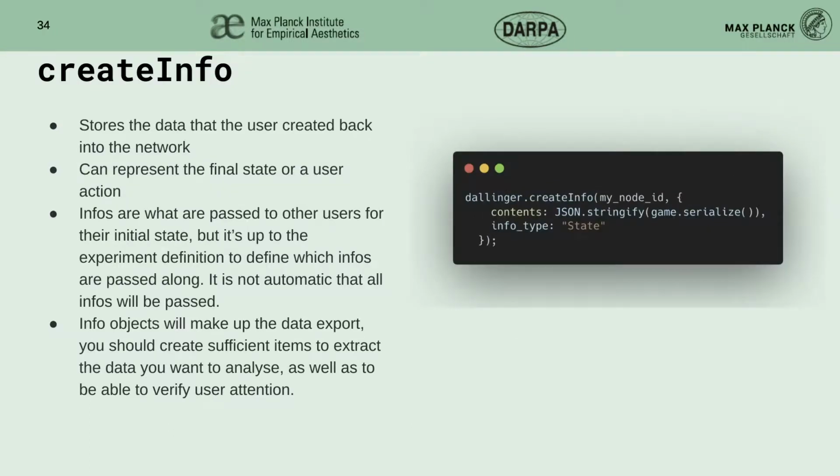And when you do that, you can pick the type of it and the content. Later on, we'll look at how to define new types of info. So you could say, okay, this is the data that I want to pass on to the next person, and the rest is just a bit of debugging or extra stuff that you want to look at.